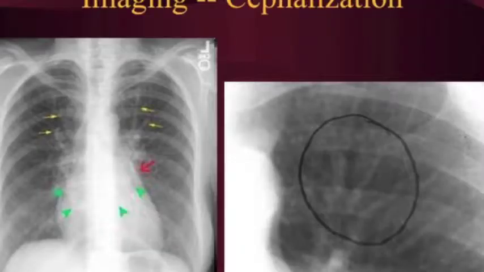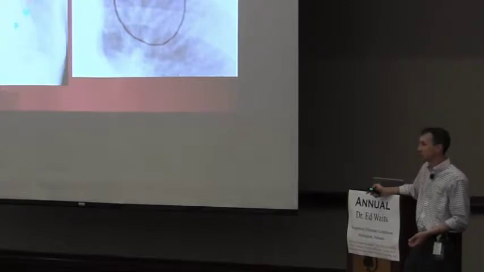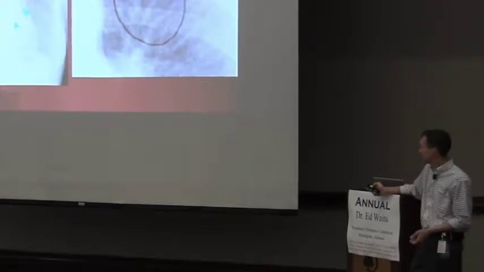So here's a pretty good picture of cephalization. I think you can actually see it pretty well over here. This is where the yellow lines at the top right are. This is kind of blown up here. So normally the blood vessels are more prominent down here. Now you can see them thick and large and extending upwards where these yellow arrows are. So that's cephalization. That's another classic pulmonary edema finding.